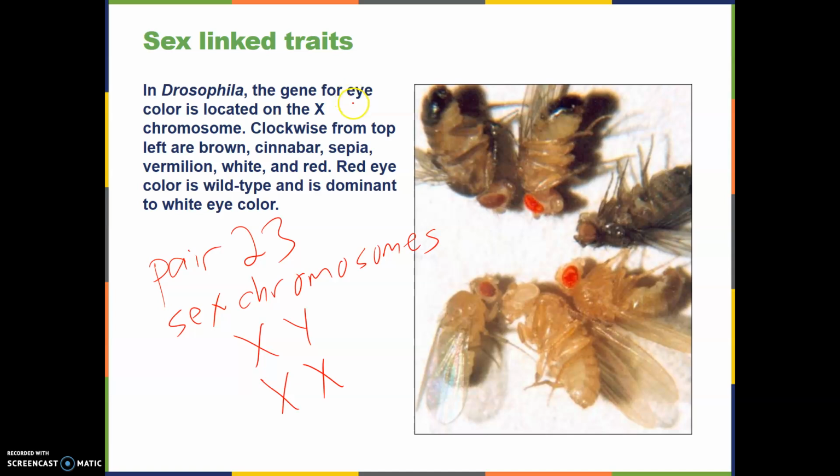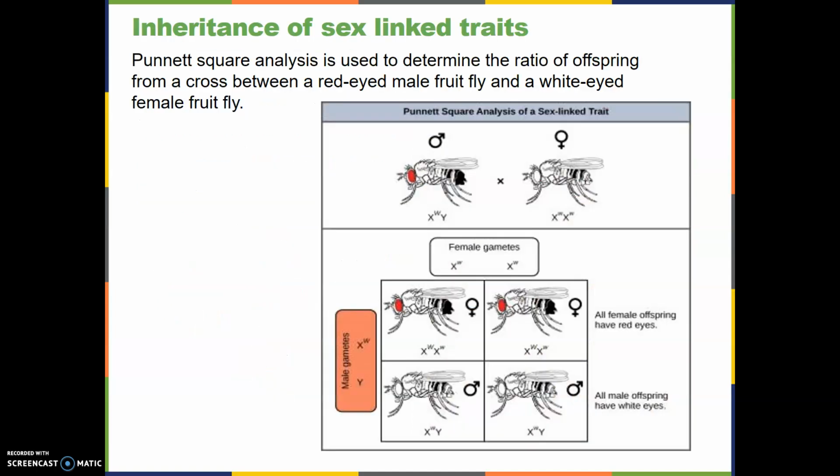And in Drosophila, which are fruit flies, the gene for eye color is only found on the X chromosome. So a male fruit fly will only inherit one gene for eye color, and that gene can be for brown, cinnabar, sepia, vermilion, white, or red. Now, this example is only showing white and red eye color. It's showing a male with red eyes and a female with white eyes.